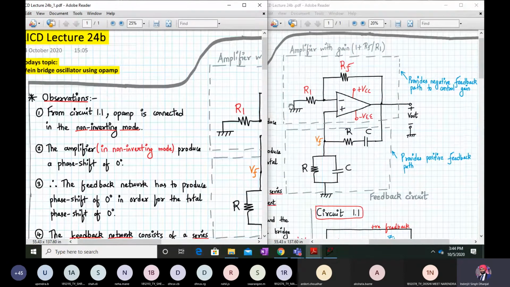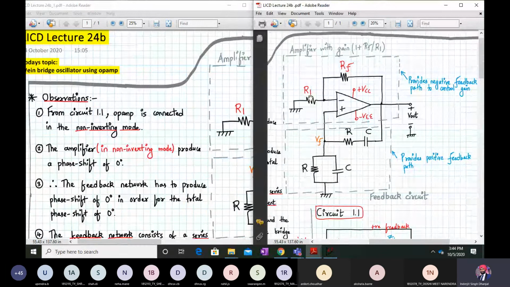The upper box, which consists of the op-amp and two resistors, RF and R1, is basically my amplifier with a gain of 1 plus RF upon R1. This block provides the negative feedback to control the gain, and the lower section is a feedback network consisting of two RC elements, one in series and one in parallel. Here is my feedback voltage Vf, and here is my output voltage Vout. This lower dotted box is my feedback circuit, and the upper one is my amplifier network.